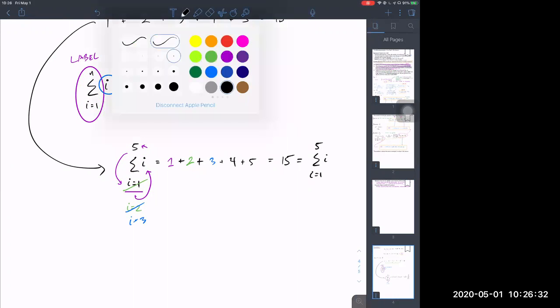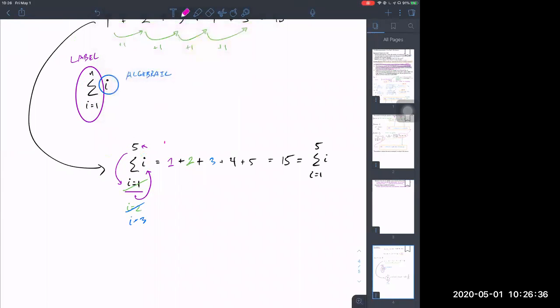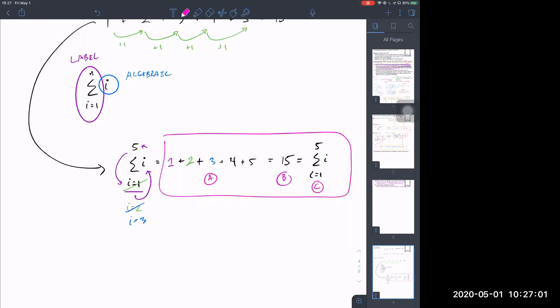That's why all these, now let me use a different color. That's why all of this, they all mean the same thing. 1, 2, 3, 4, 5 added together is 15. 15 is also the answer of the summation. And this summation is equal to listing out 1, 2, 3, 4, 5 added up together. So all those 3 details, right? Call this A, B, and C, right? They're all equal to one another.